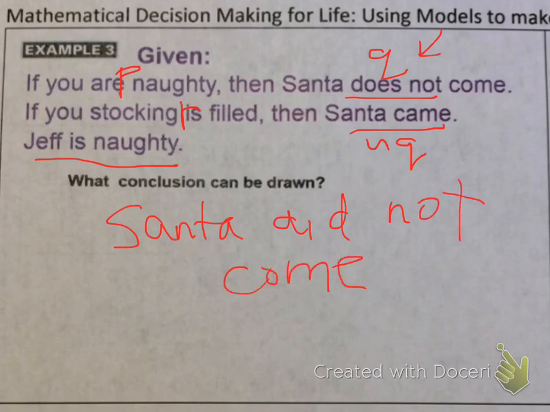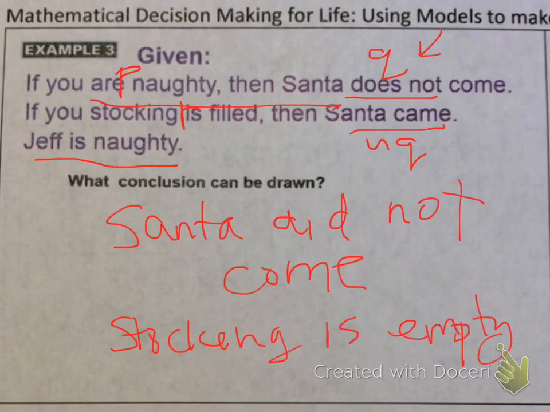So even though that had a couple of different pieces of information in there, when we read through it, we could still figure out what would happen if Jeff was naughty, because it says if you're naughty, then Santa does not come. So we can conclude that Santa did not come, and we can also conclude that his stocking is empty, because it would be not P, not Q on that, or not Q, not R.